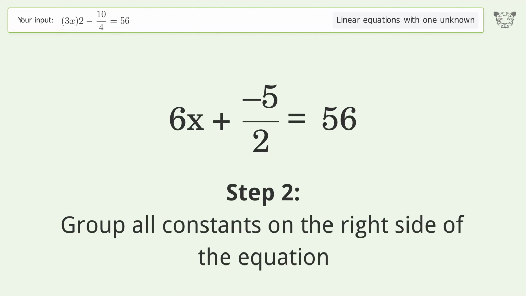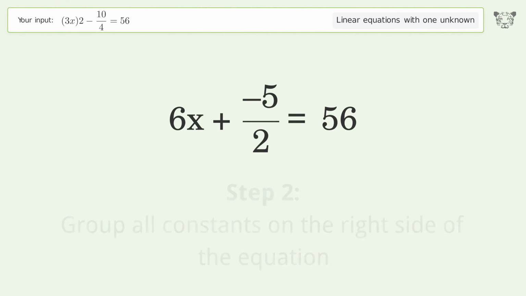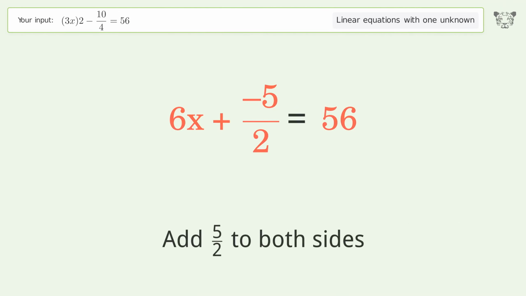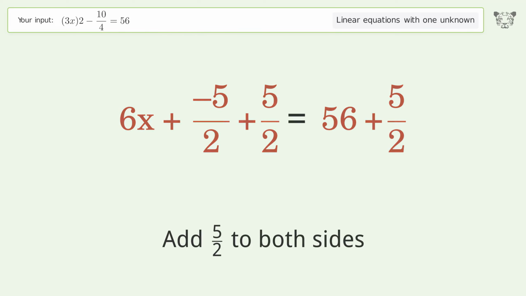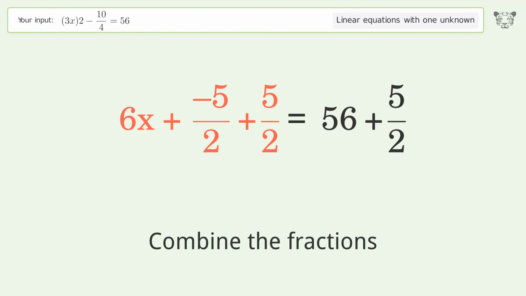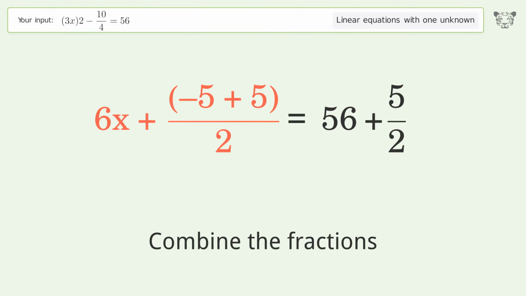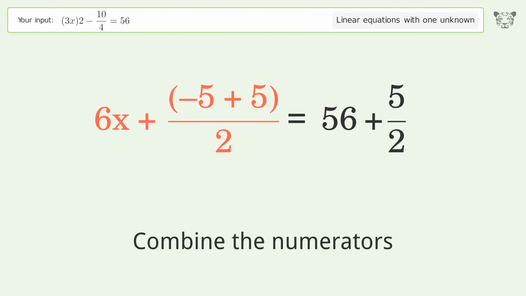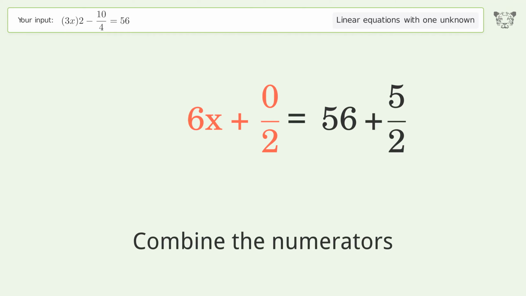Group all constants on the right side of the equation. Add 5/2 to both sides. Combine the fractions. Combine the numerators. Reduce the zero numerator.